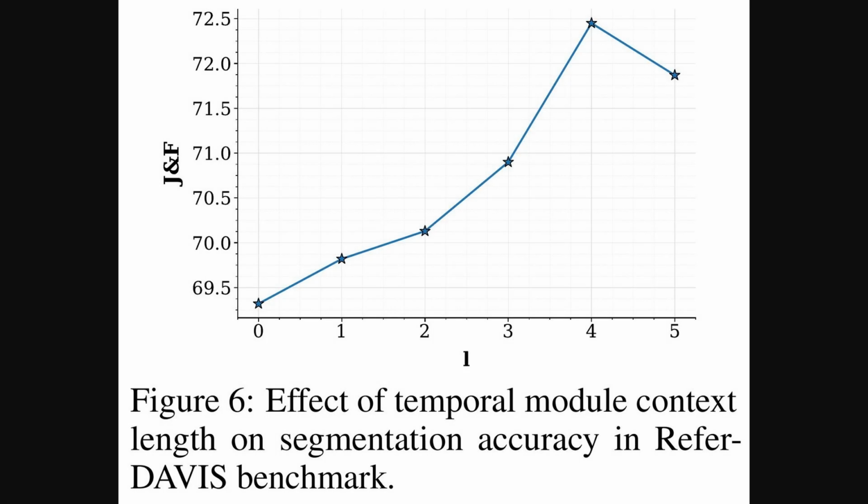So, seeing that impressive performance, the researchers wanted to dig deeper into why the model works so well. This chart zeroes in on that temporal module we discussed, the part that looks at past frames for context. The horizontal axis, L, represents the number of past frames it considers. The vertical axis is a performance score called J&F, which is a combined measure of mask overlap and boundary accuracy. You can see the score climbs steadily as the model gets more context, from 1 to 4 frames. It peaks at 4, and then dips slightly at 5, suggesting that 4 is the sweet spot for understanding motion without getting too much noise.